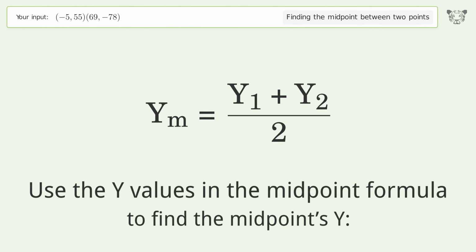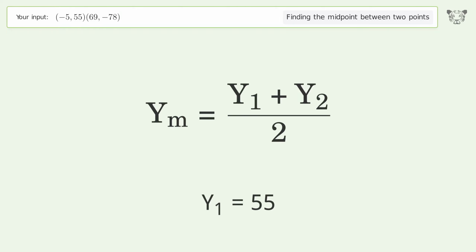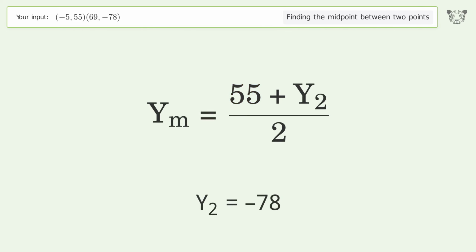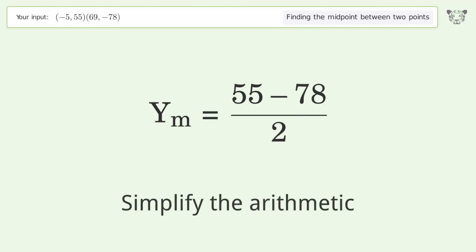Use the y values in the midpoint formula to find the midpoint's y. y1 equals 55. y2 equals -78. Simplify the arithmetic.